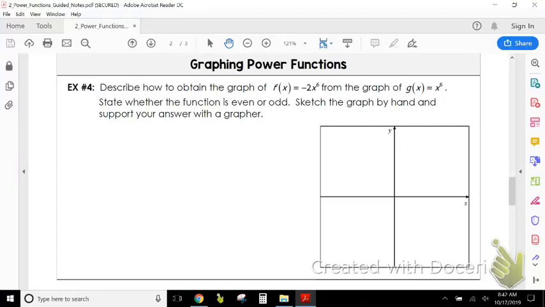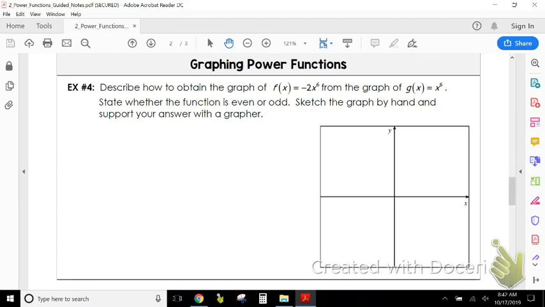All right, graphing power functions. Example 4 says describe how to obtain the graph of f of x equals negative 2x to the 6th from the graph of g of x equals x to the 6th. State whether the function is even or odd, sketch a graph by hand, and then support your answer with your grapher.